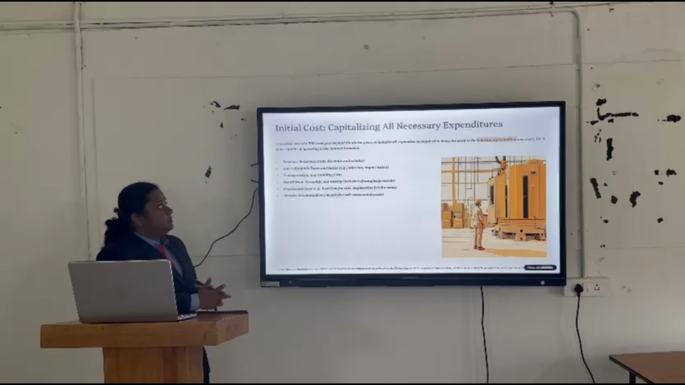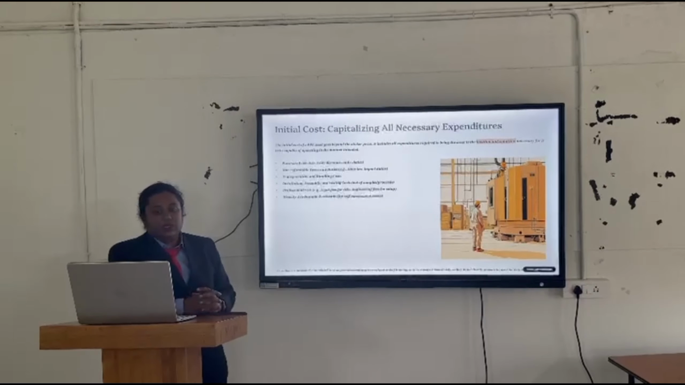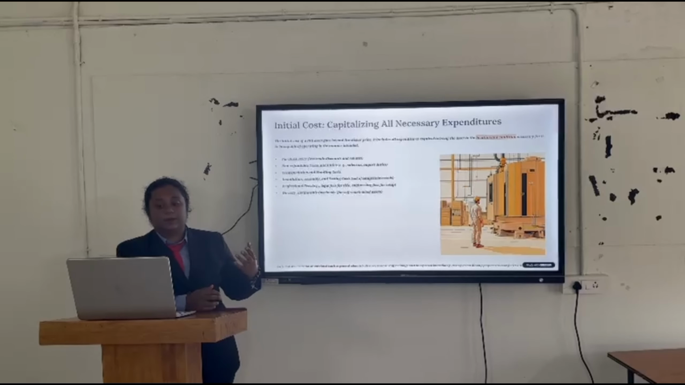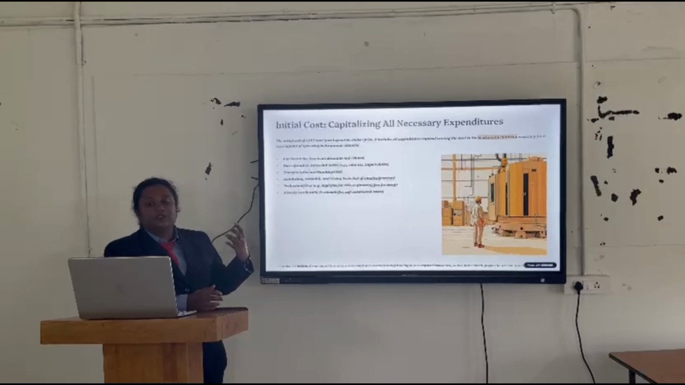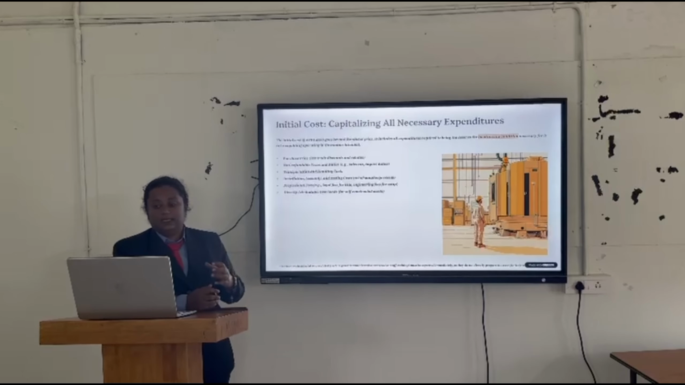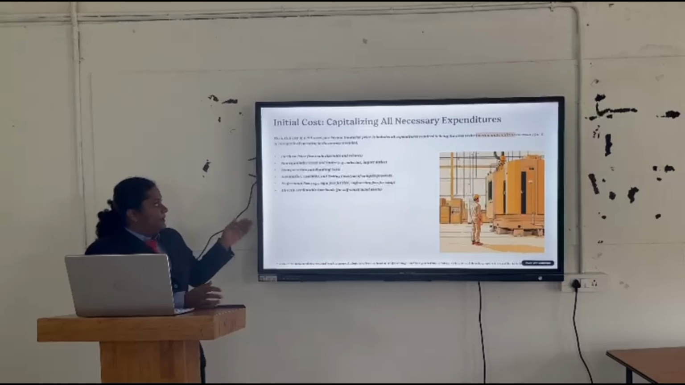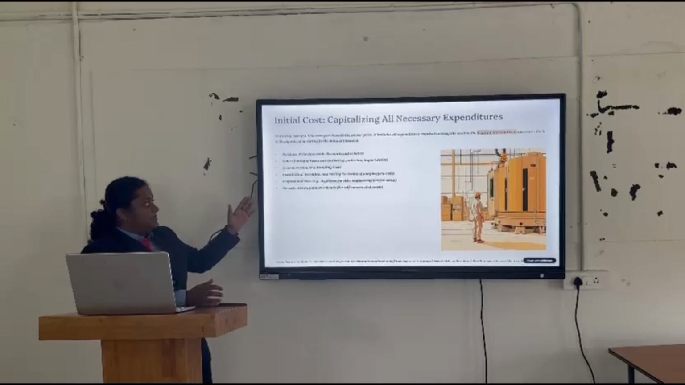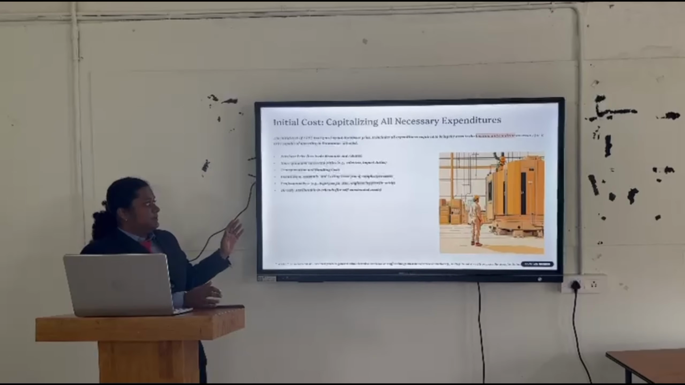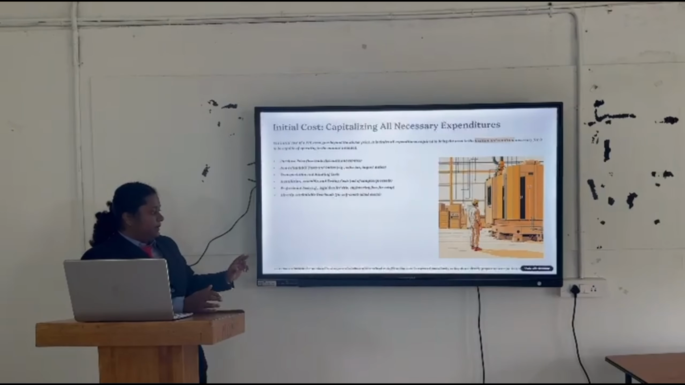Next is initial cost, that is capitalizing all necessary expenditures. The initial cost of PPE goes beyond the sticker price. Sticker price means purchase price. So it includes all the expenditure required to bring the asset to the location and condition necessary for its use. So there are purchase price, non-refundable taxes and duties, transportation and handling costs, installation, assembly and testing costs, professional fees and directly attributable overheads.